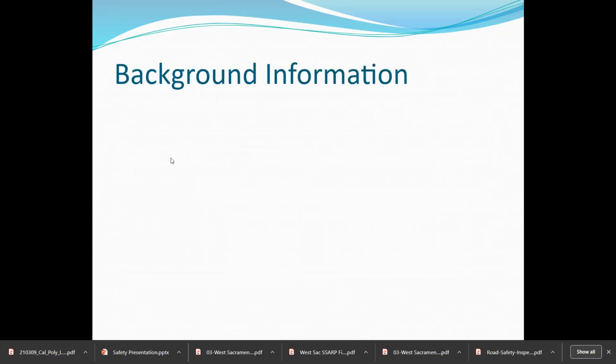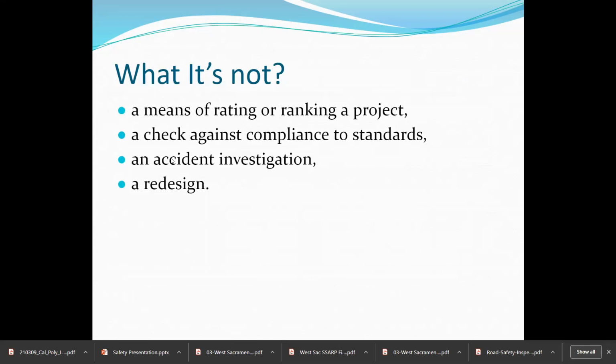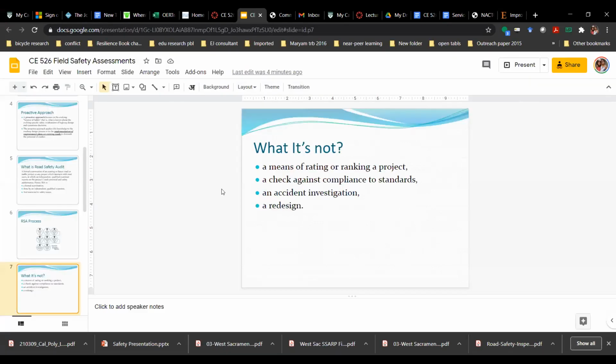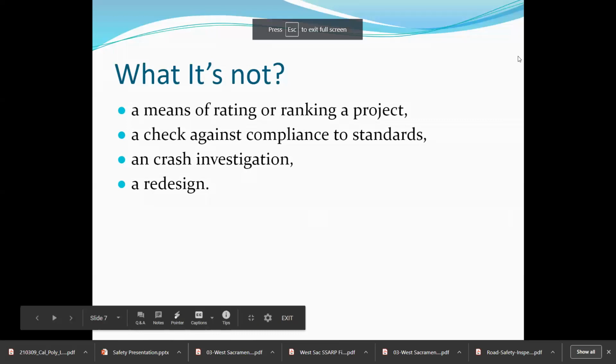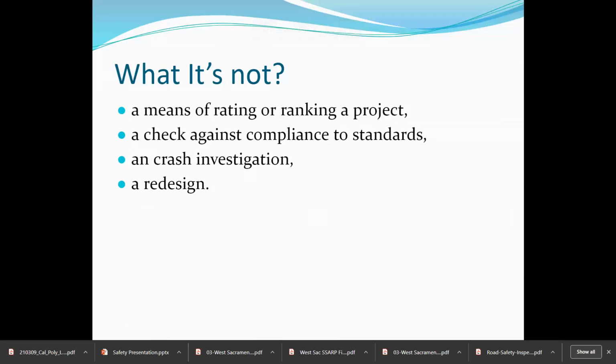You're not trying to look at a specific crash that happened, and you don't want to just look at that piece and try to investigate why that crash happened. You're looking proactively, not reactively at all. And it's not a redesign. You're not recommending wholesale redesign of a certain location.